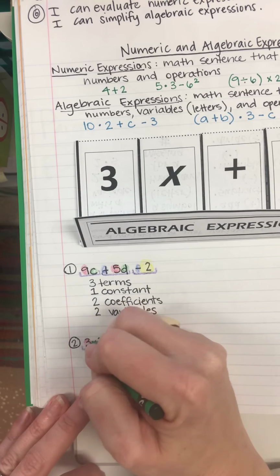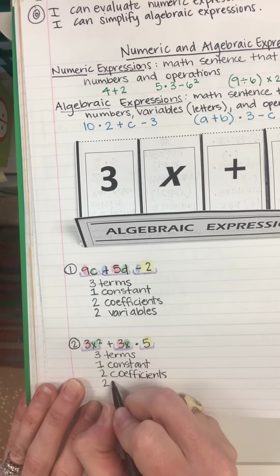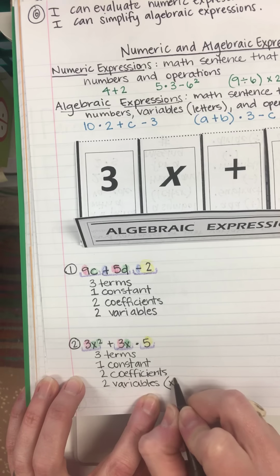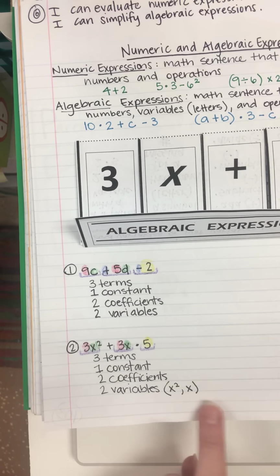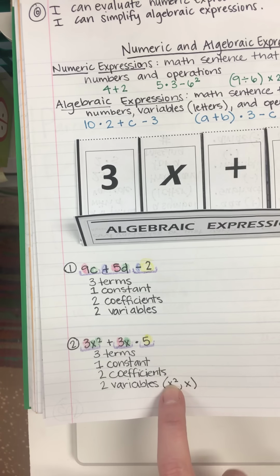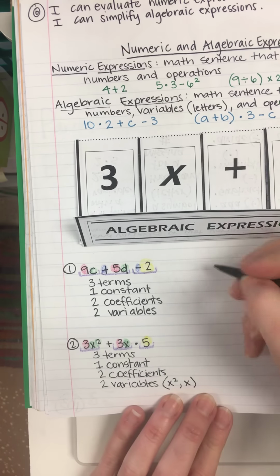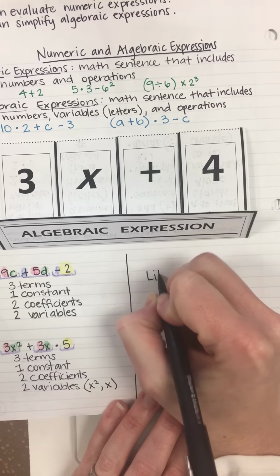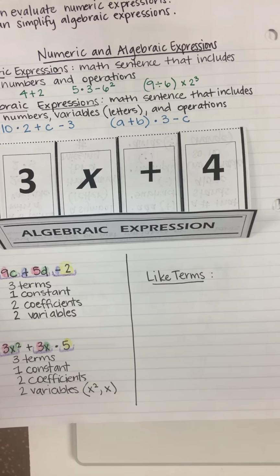And then we do have some variables. We have 2 different variables, which is kind of confusing because one of them is x with an exponent of 2 and one of them is just x. Those are 2 totally different things, because if x were 3, then this would just be 3, but this would be 3 times 3 because it's 3 with an exponent of 2. So once you've got this written down, then I want us to just flash forward for a second and talk about like terms, because you are going to need to understand what this means.